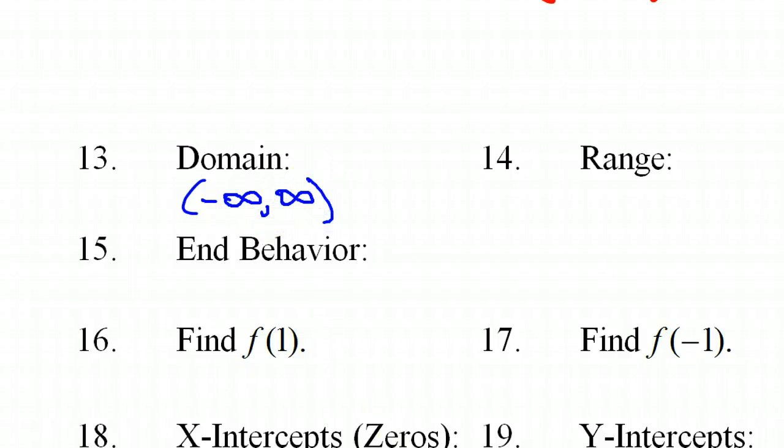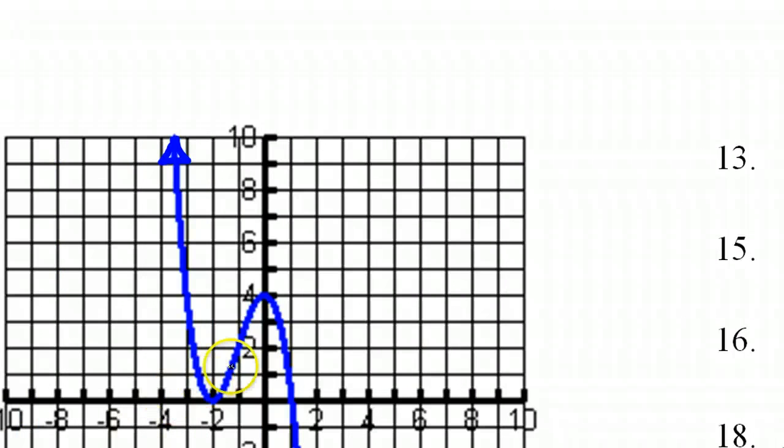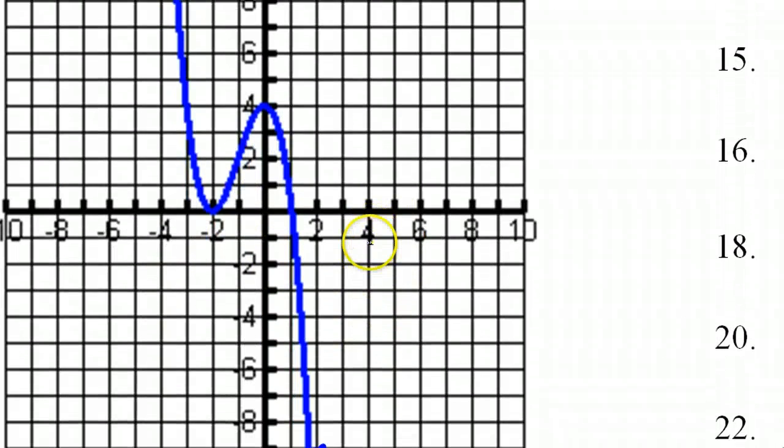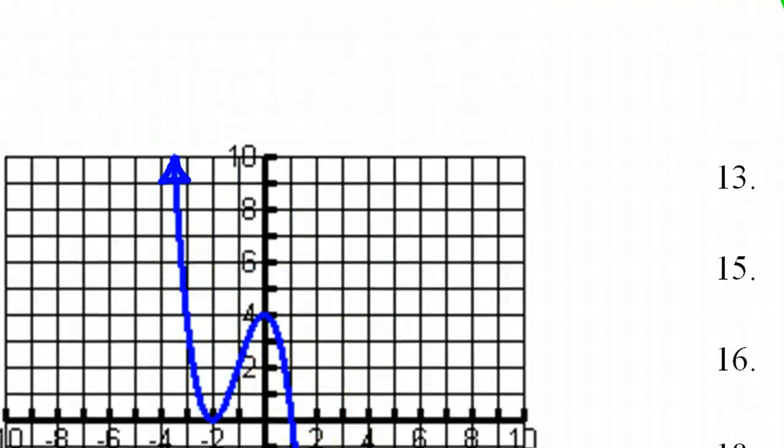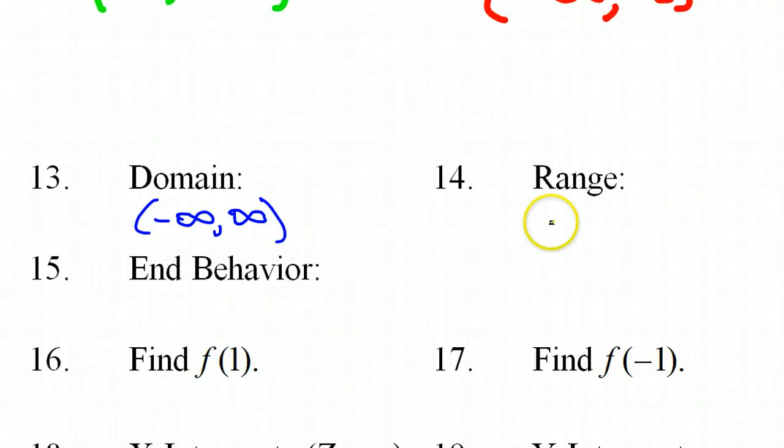In a similar way, the range is also negative infinity to positive infinity because it goes down forever and it goes up forever. So the range is negative infinity to positive infinity also.